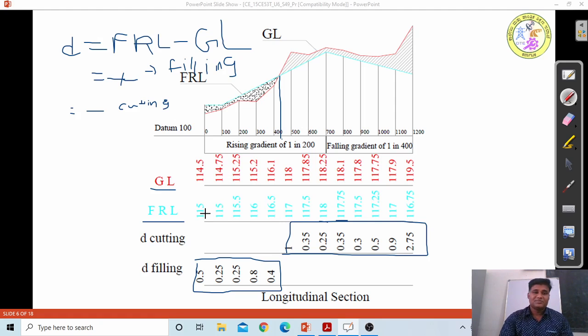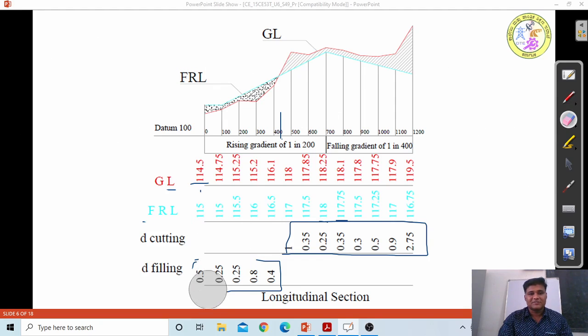So here the formation level is 115 and the ground level is 114.5. See here, the ground level is 114.5, the formation level is 115. So 115 minus 114.5 is 0.5 meter. So it is plus, so it will be written in filling.